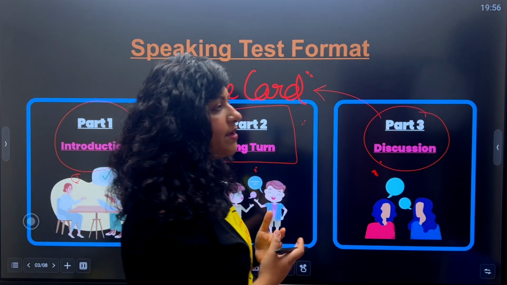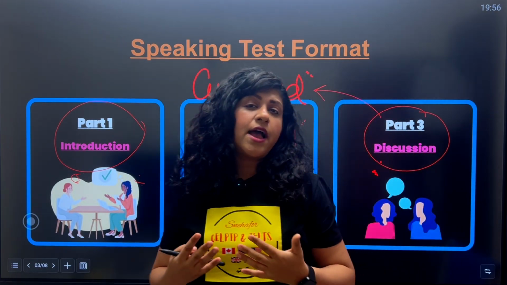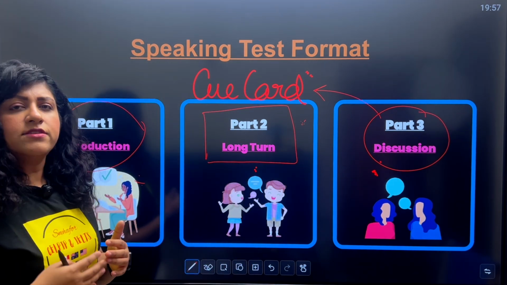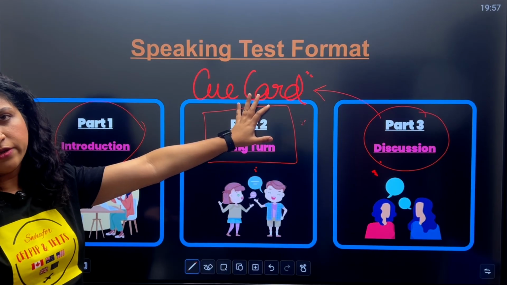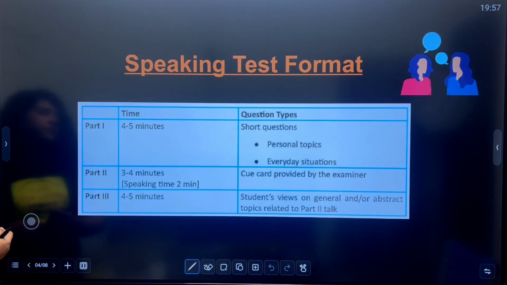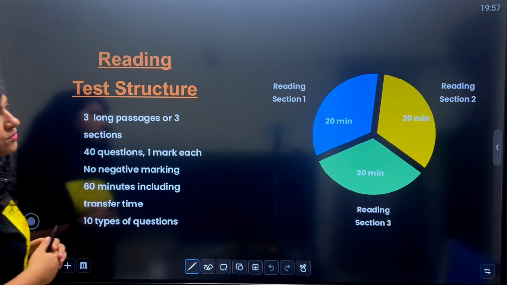Now the scoring criteria of speaking test, as I mentioned, there are certain factors that decide your band score in speaking. And we'll discuss these factors when we discuss speaking test individually. As of now, let us come to the reading section.